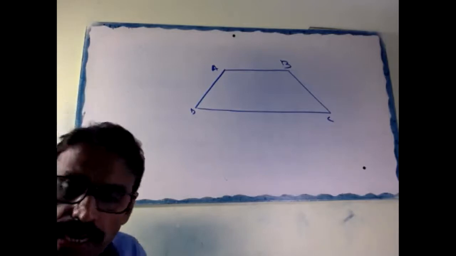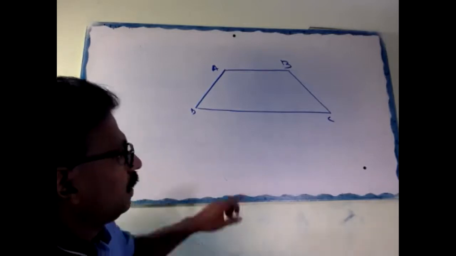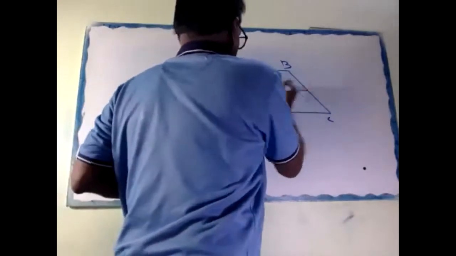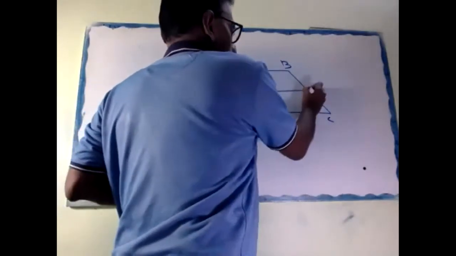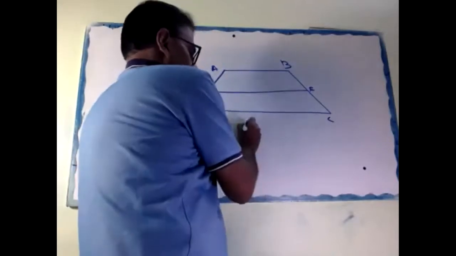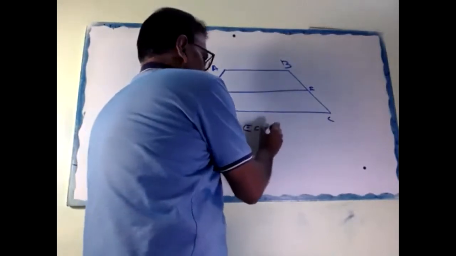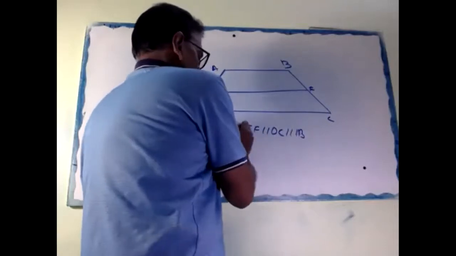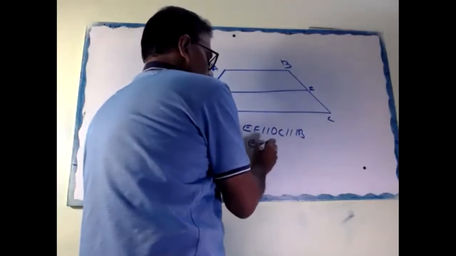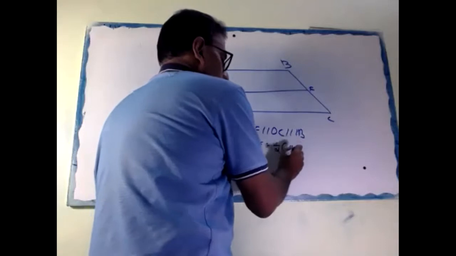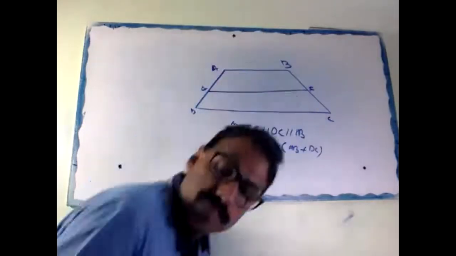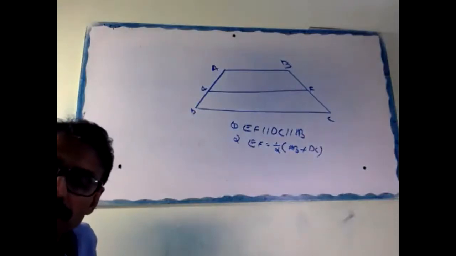I'll explain the figure, then you can understand. Here, E is the midpoint, F is the midpoint. So we are sure that EF is parallel to DC, parallel to AB. Second, EF equal to half of AB plus DC. This is the figure. Question, look at here.